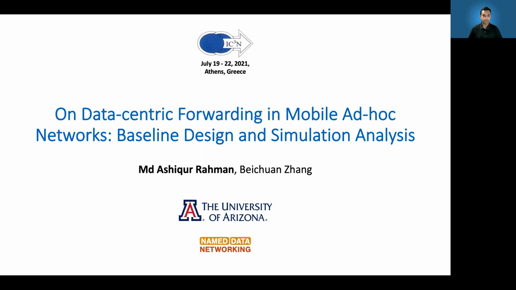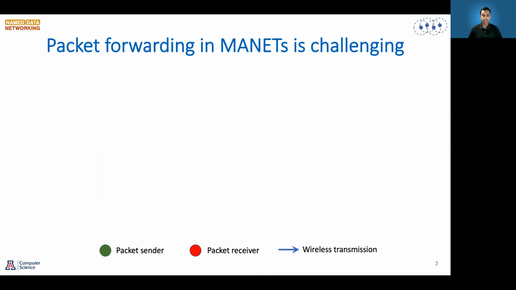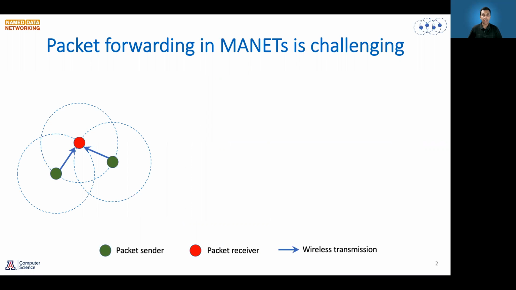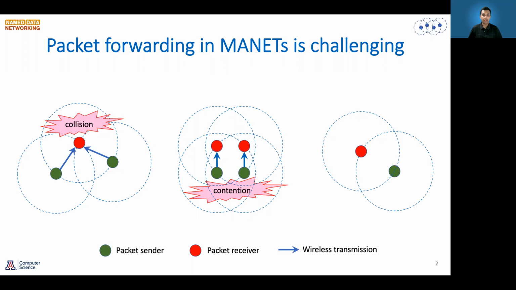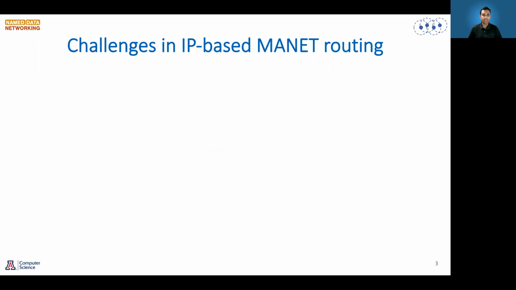Let's jump in. Packet forwarding in MANETs is inherently challenging. One reason is packet collision at the receiver. Another is channel contention when multiple sender-receiver pairs exchange data at the same time but overlap transmission range. Furthermore, mobility leads to frequent path breakage, making communication even more difficult. And IP-based MANET routing protocols face some challenges.